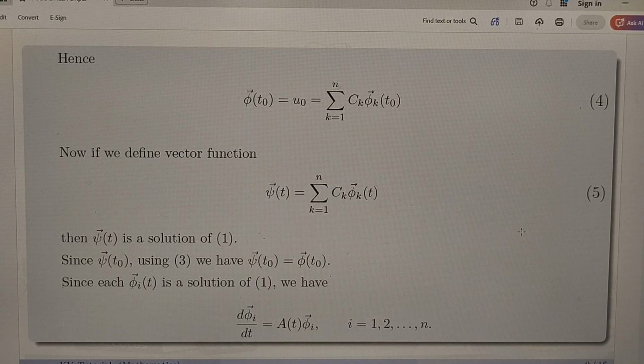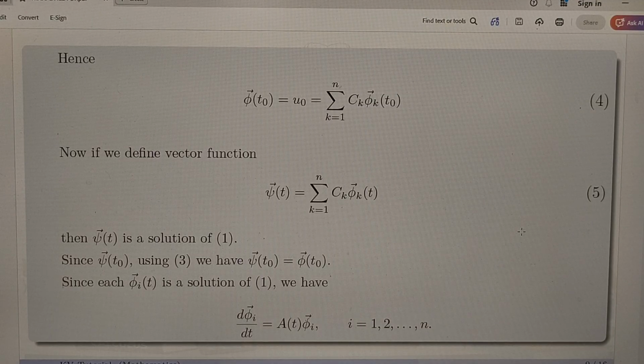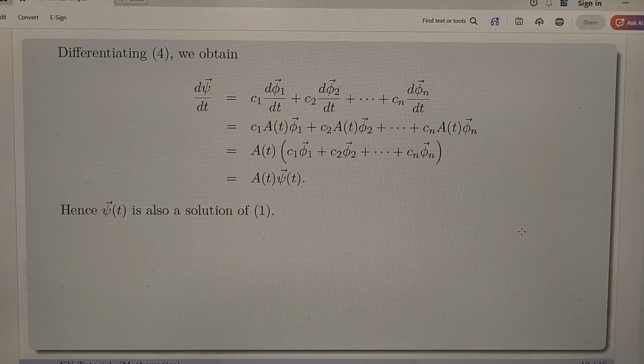Now, since phi i is a solution of the system, we can directly write d phi i by dt equal to A(t) phi i for i equal to 1 to n. So differentiating psi with respect to t and using the linearity property, we see that d psi by dt equal to c1 d phi 1 by dt plus c2 d phi 2 by dt up to cn d phi n by dt.